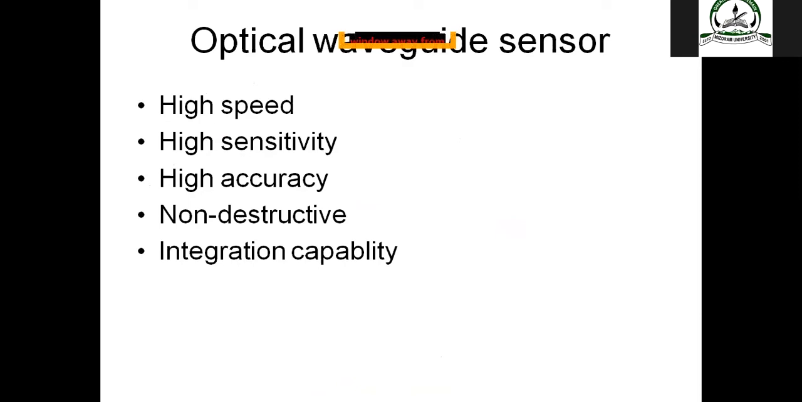So coming back to the optical waveguide sensor, this is one of the fields we are working in here. Since my background is optical, we try to make optical waveguide sensors and analyze them. So why do we go for that? High speed, high sensitivity, non-destructiveness, and high accuracy. Another advantage is that it can detect without sending electrical current.